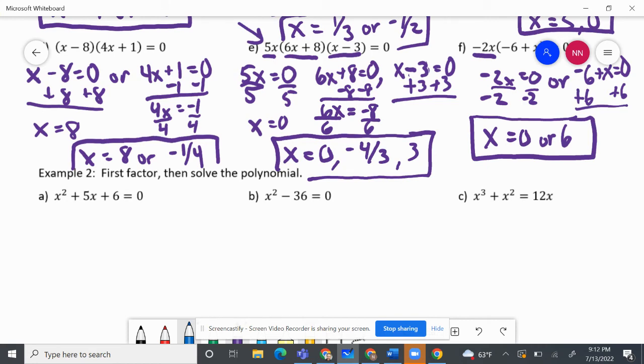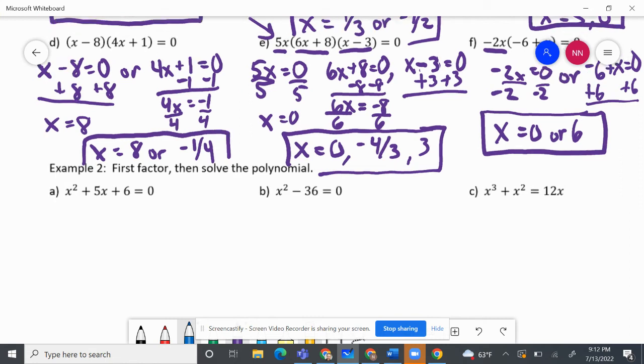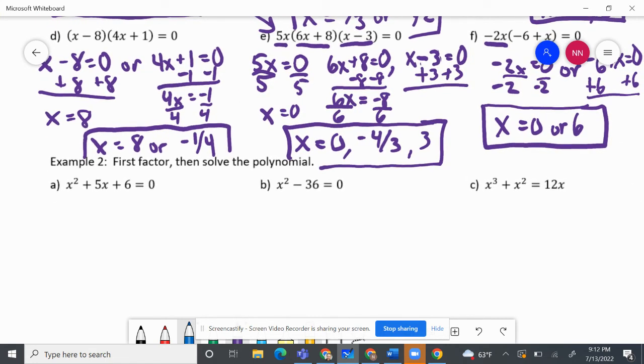So if you remember, if we have a trinomial, we're going to use the x method. So we're looking for two numbers that multiply together, give us 6, add up to 5, and that would be 2 and 3. And what we get is x plus 2, and then x plus 3 is equal to 0.